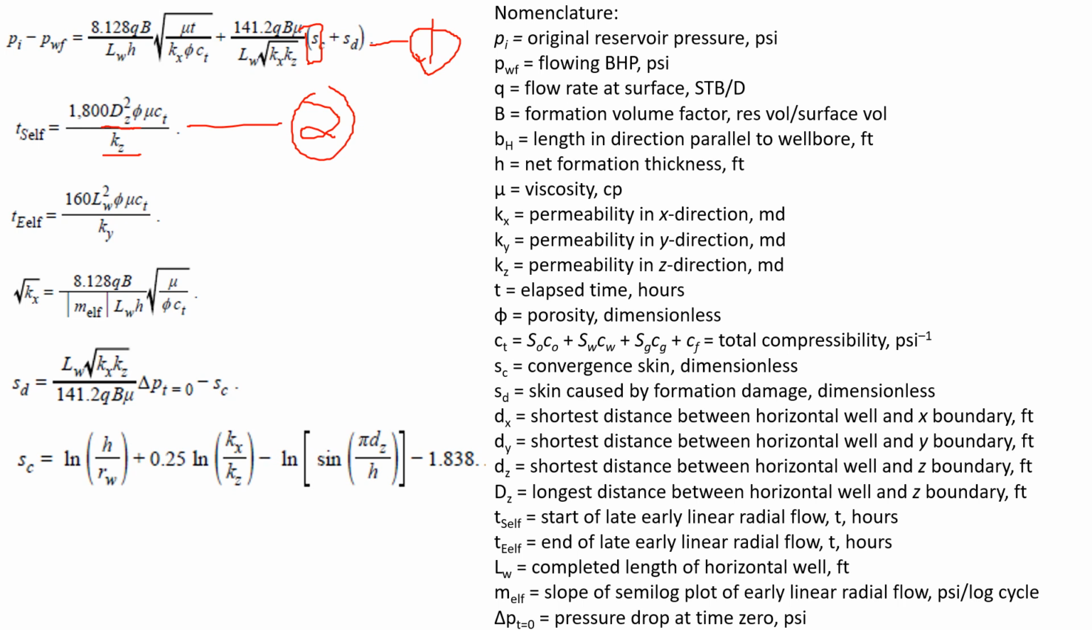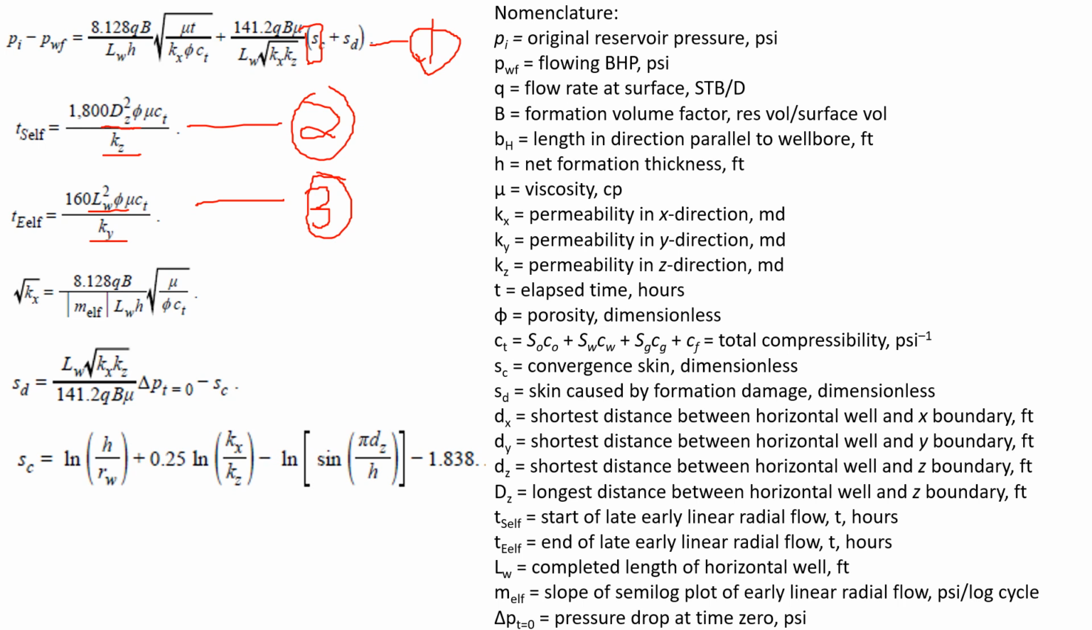Not until flow reaches that farthest vertical boundary can a linear flow pattern begin toward the well. This flow period ends when fluid flows from beyond the ends of the wellbore, thus given by equation 3. Notice that the end depends on the effective completed length of the well, Lw, and on permeability in the direction parallel to the well, Ky. This is the time in which end effects, that is flow beyond the ends of the well, begin to significantly distort the linear flow pattern.